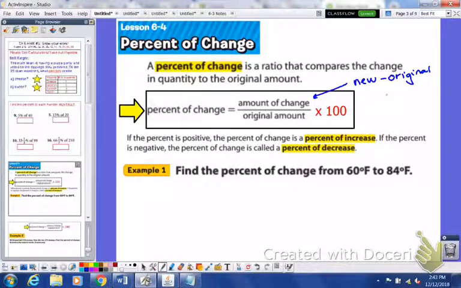Now you can also just kind of think that through. Is the number going up? It's going to be a percent of increase. If the number is going down, it's a percent of decrease. So that's kind of common sense stuff.